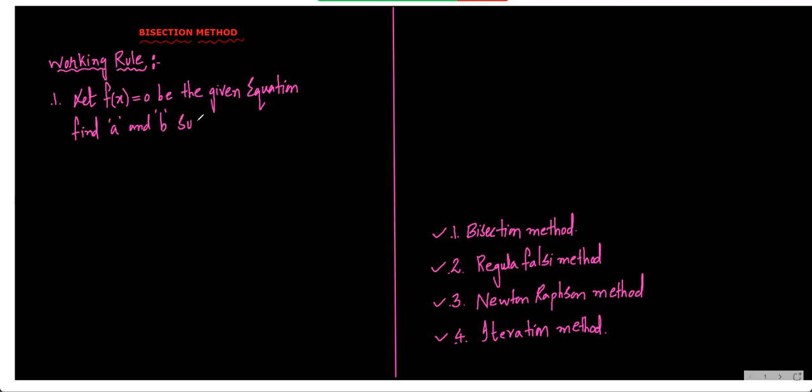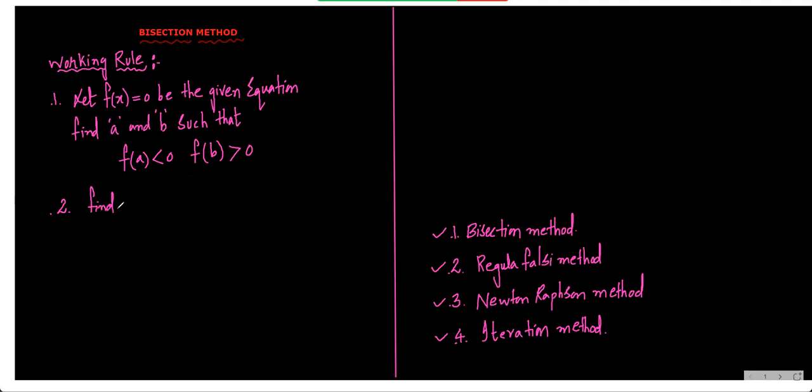Find A and B such that the value of A, if you put it in our function, should give less than 0, and the value of B, what we are assuming as a solution, should give greater than 0. The solution will lie between A and B. F of A should be less than 0, F of B should be greater than 0. This is step number 1. Do you have any idea about this method?